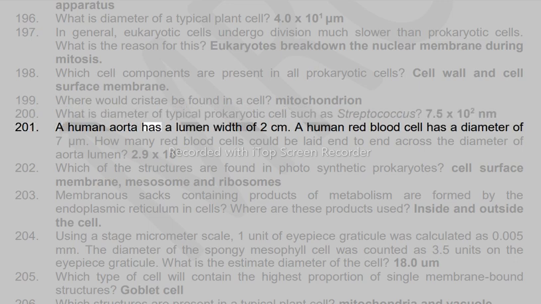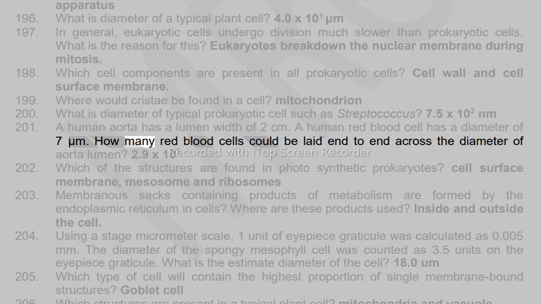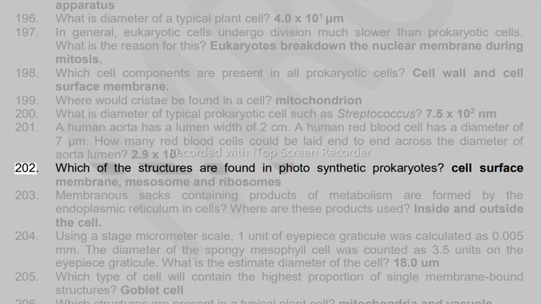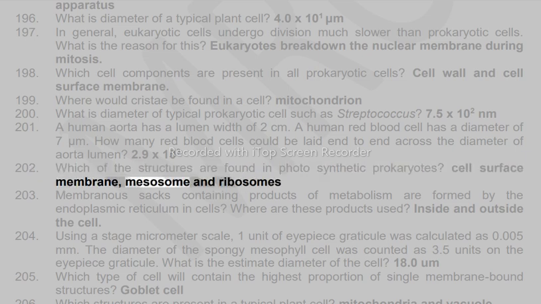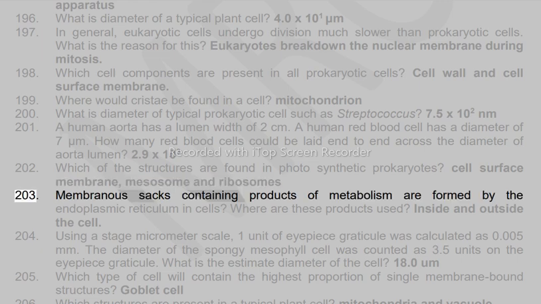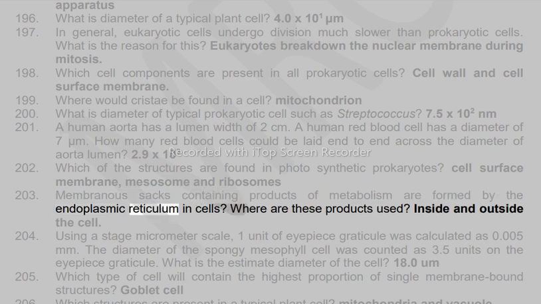201. A human aorta has a lumen width of 2 centimeters. A human red blood cell has a diameter of 7 micrometers. How many red blood cells could be laid end to end across the diameter of the aorta lumen? 2.9 by 10^3. 202. Which of the structures are found in photosynthetic prokaryotes? Cell surface membrane, mesosome and ribosomes. 203. Membranous sacs containing products of metabolism are formed by the endoplasmic reticulum in cells. Where are these products used? Inside and outside the cell.